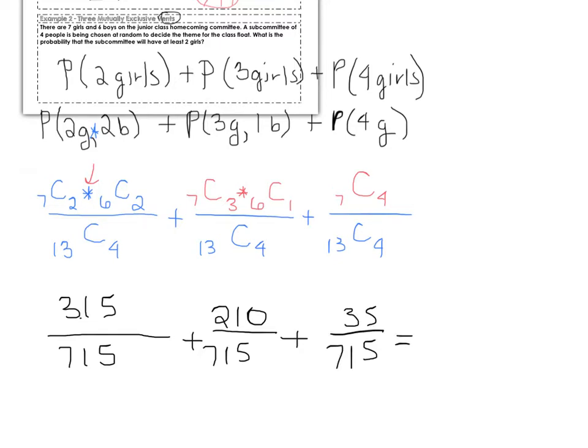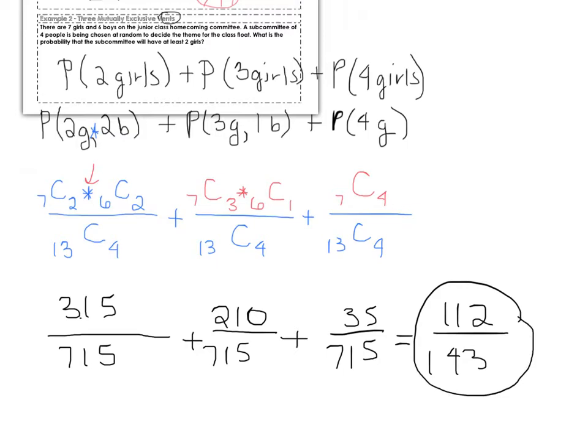We add them all up, and we do not need to subtract anything because none of them will overlap with one another. If we simplify our fraction, we get 112 over 143. So it's about a 78% chance of this occurring.